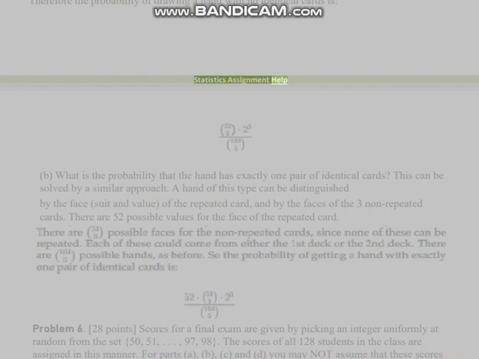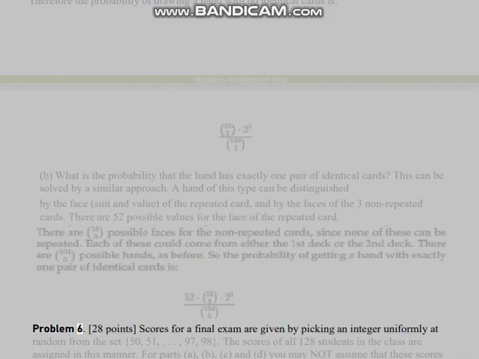B. What is the probability that the hand has exactly 1 pair of identical cards? This can be solved by a similar approach. A hand of this type can be distinguished by the face, suit and value, of the repeated card, and by the faces of the 3 non-repeated cards. There are 52 possible values for the face of the repeated card.